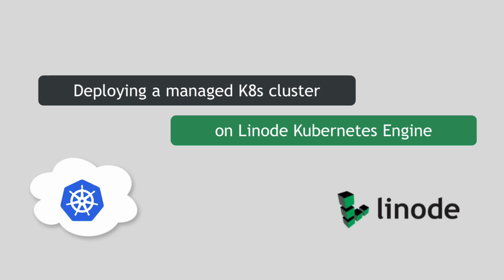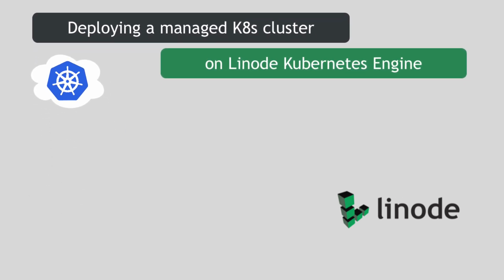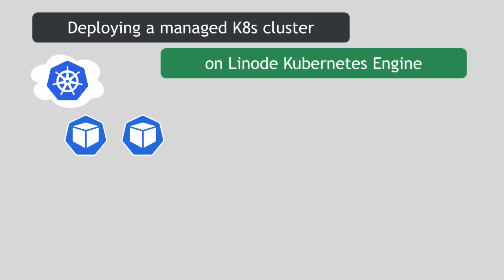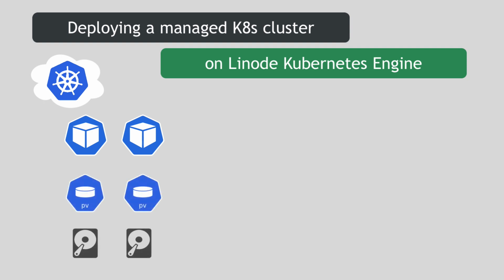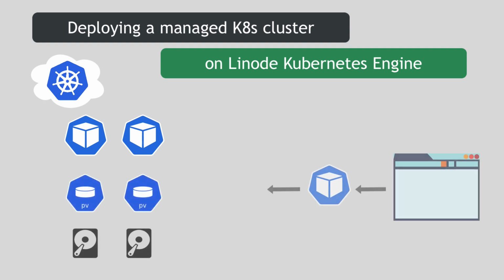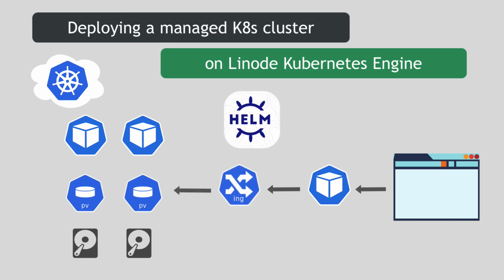In this video, we will go through a practical use case of deploying a managed Kubernetes cluster on Linode. We will deploy a replicated database and configure its persistence and make it accessible through a UI client from the browser using Ingress. And we will use Helm to make this process more efficient. So you will see Helm in practice and some of its advantages.